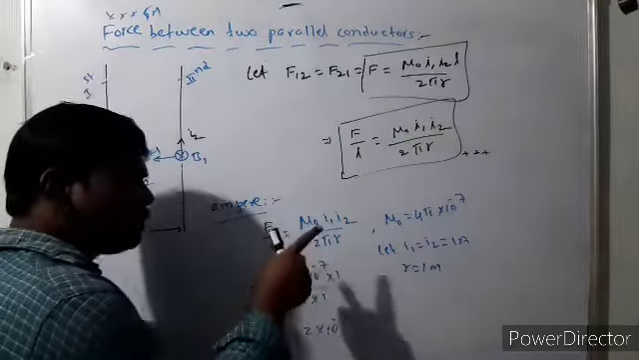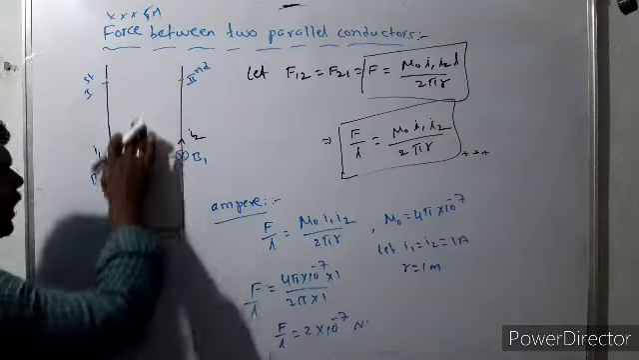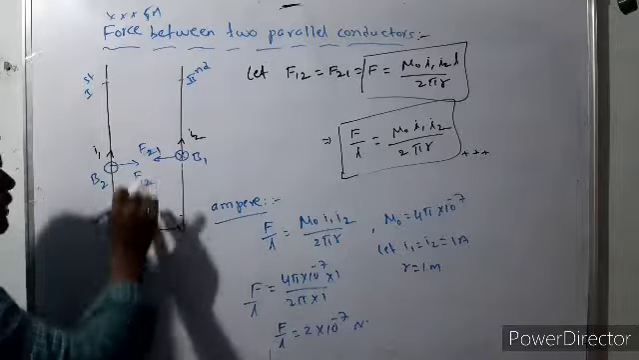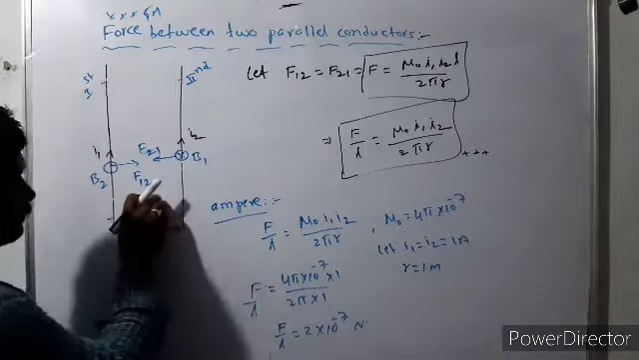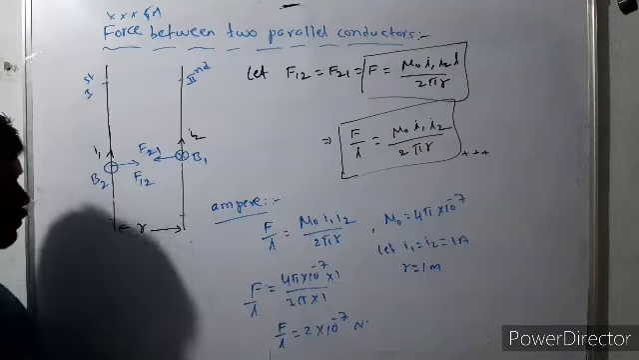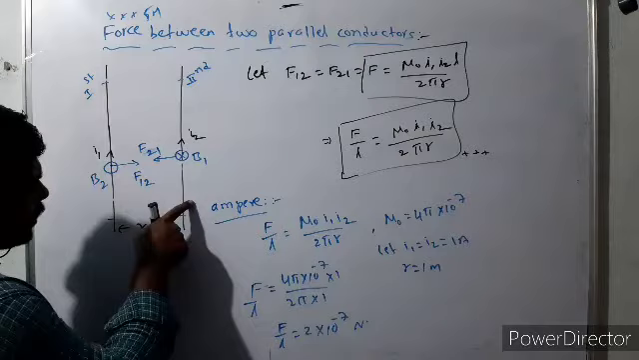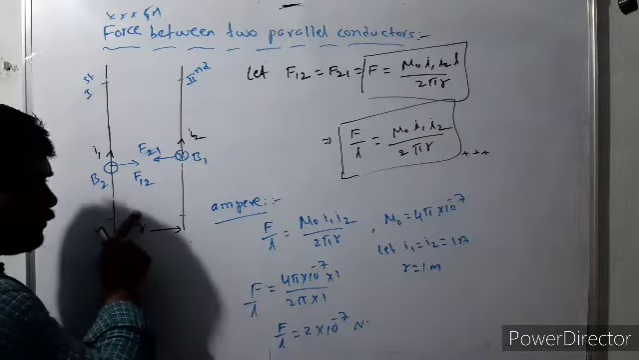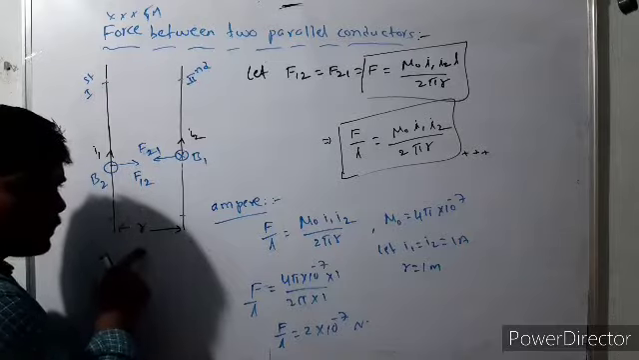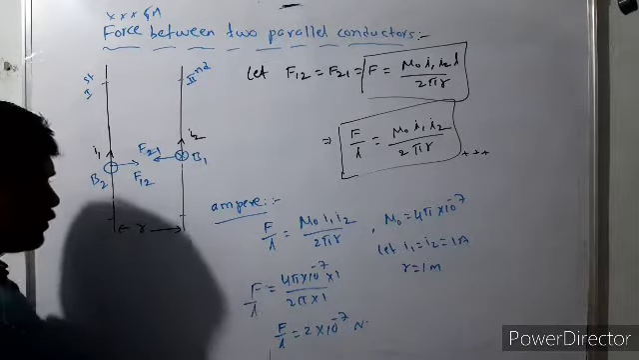Here mu naught is the permeability of free space, meaning the medium between the two conductors is free space, or approximately air. Now, when we consider the currents in the two conductors as 1 ampere, and the two conductors are separated in free space by a distance of 1 meter, the force per unit length is 2 into 10 power minus 7 newtons.